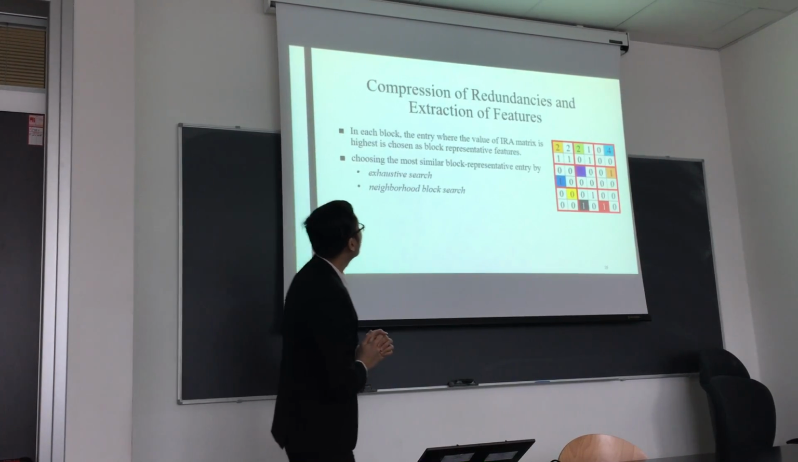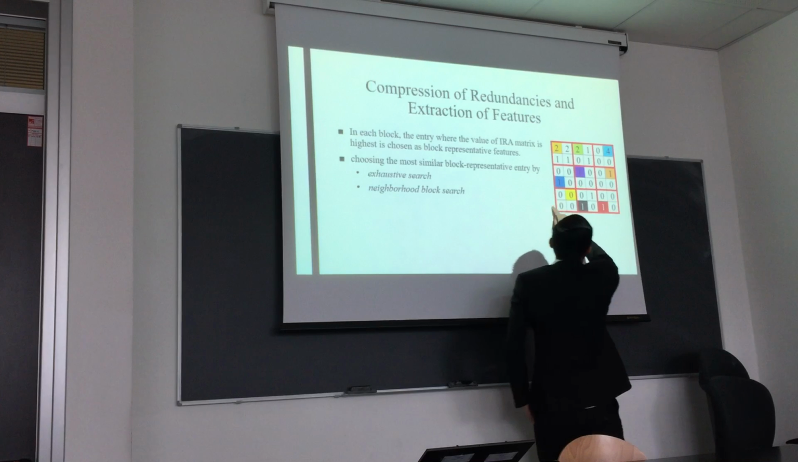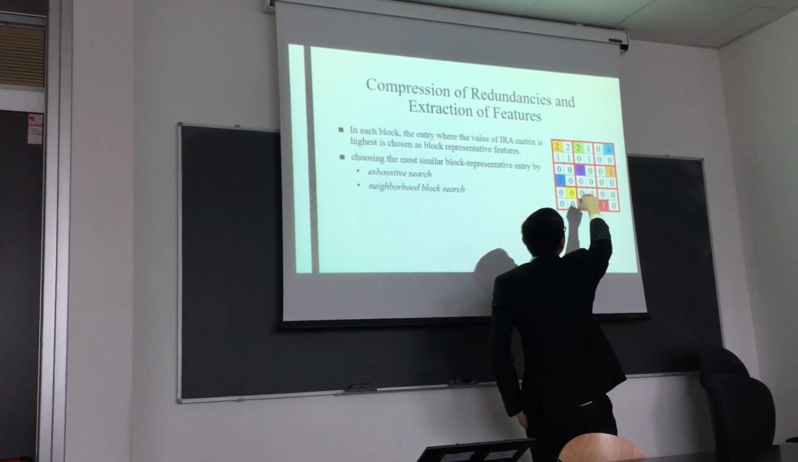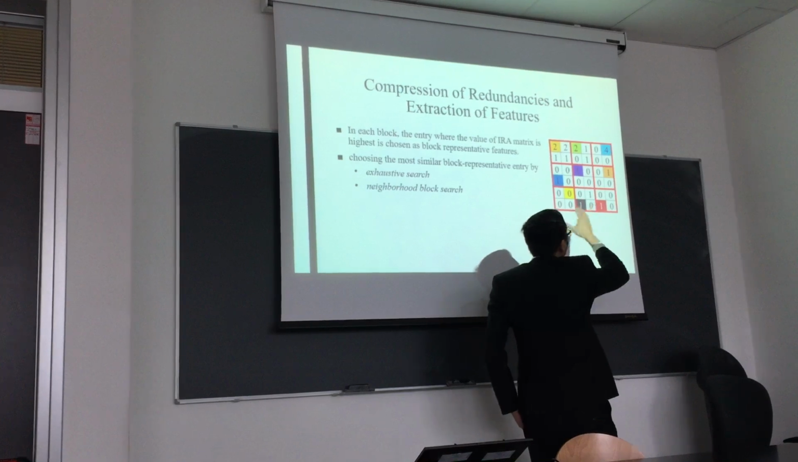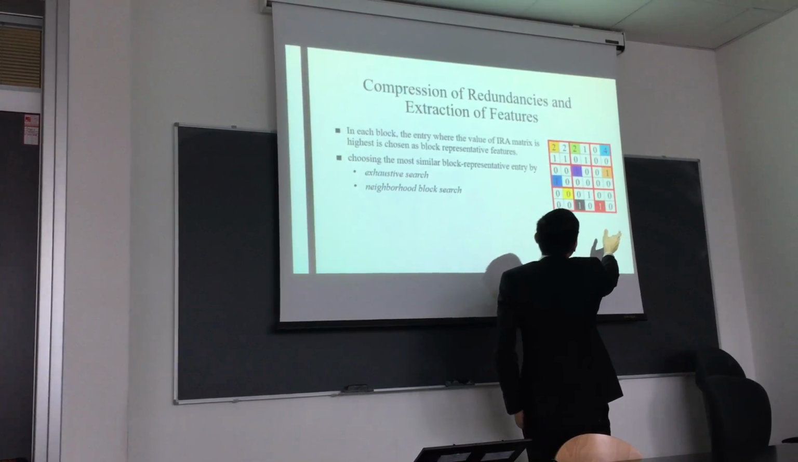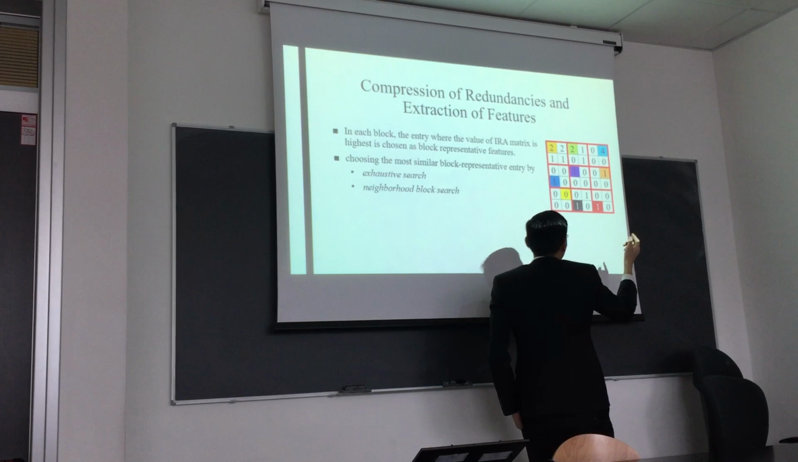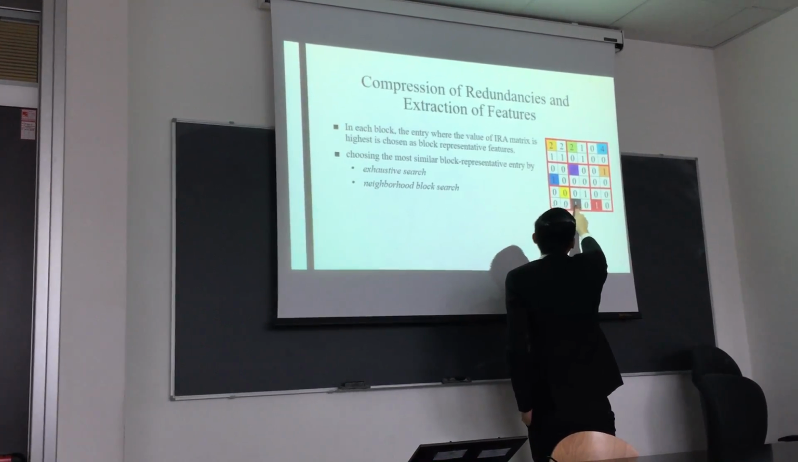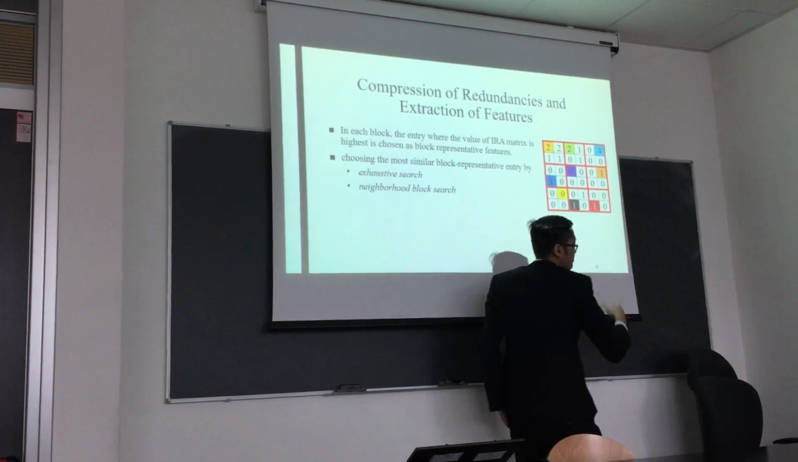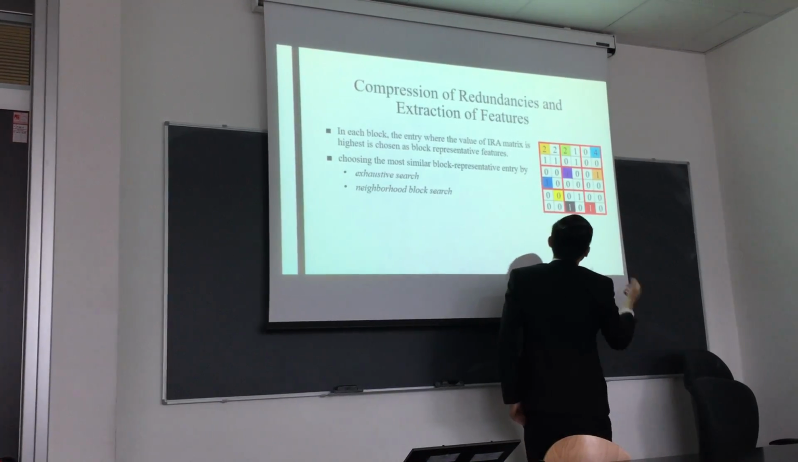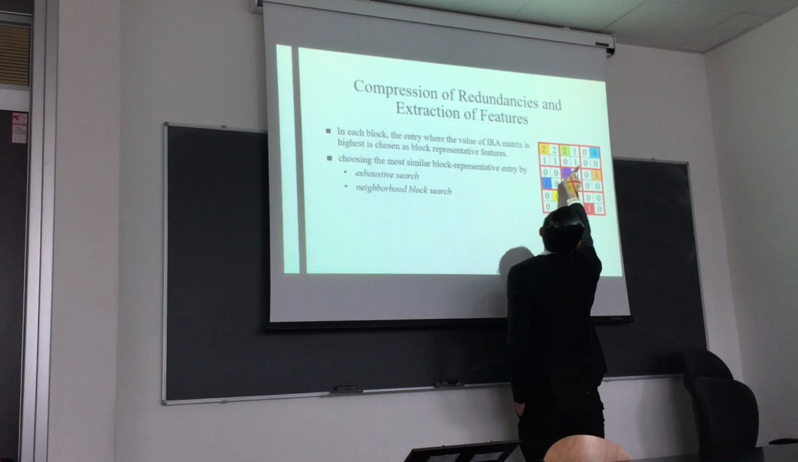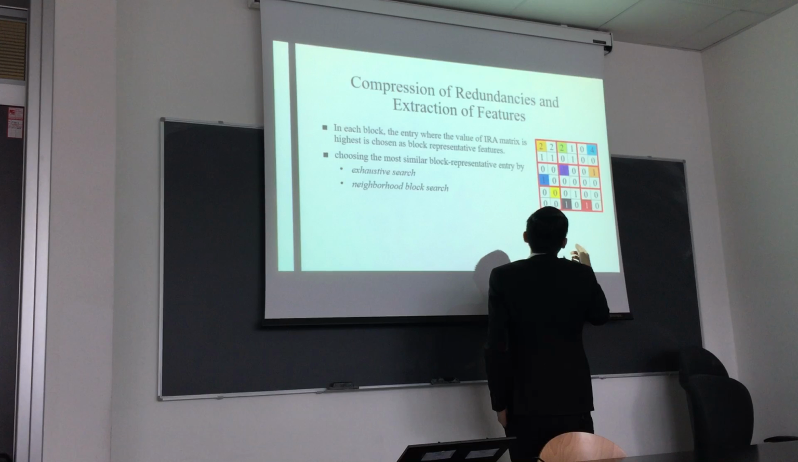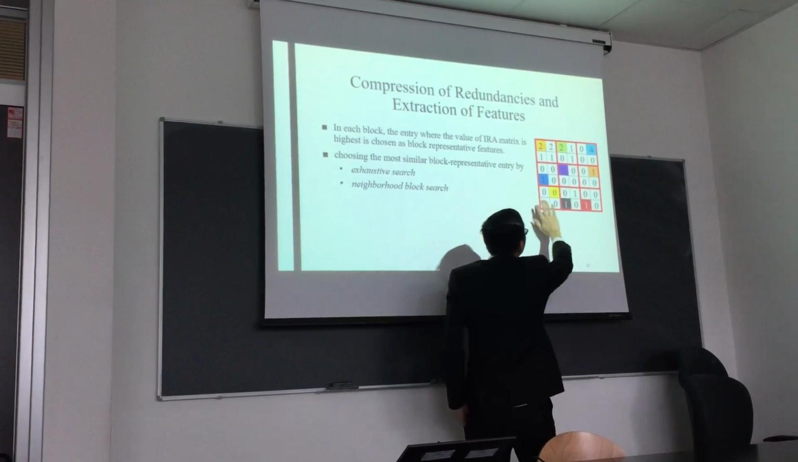For example, you can see an example here. Here is the interclass redundancy aware matrix. First, we divide it into blocks, and then for each block, we choose the feature where we get the maximum value of this matrix. Here I color it, and then we choose the most similar block representative entry for each of the rest.